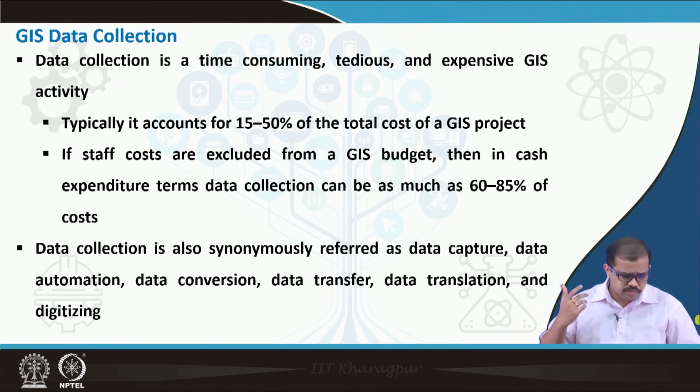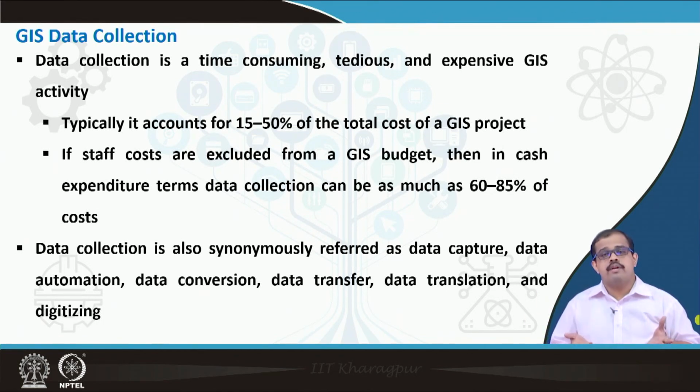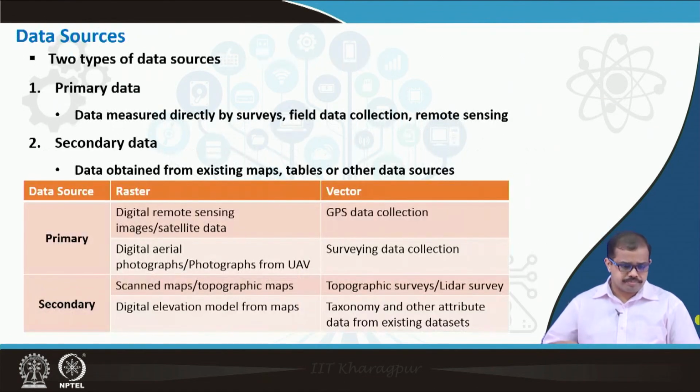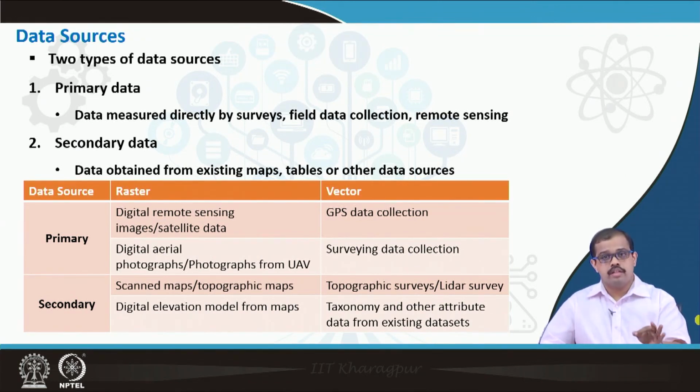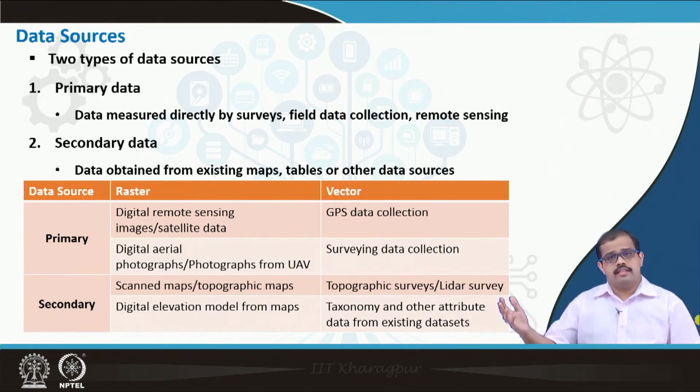Data collection is also synonymously referred to as data capture, data automation, data conversion, data transfer, data translation, and data digitization. These are the different ways of saying how the data is actually acquired or collected. When I speak about data, there are two types of data: one is primary data, the other is secondary data. Primary data is data that is measured by you through surveys, field data collection, or maybe some of the remote sensing data that you may get.